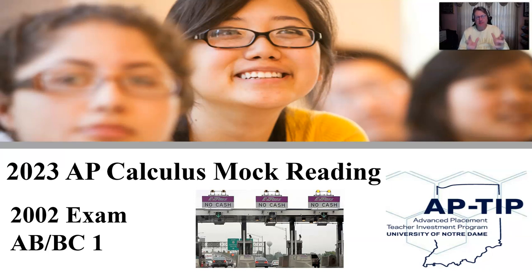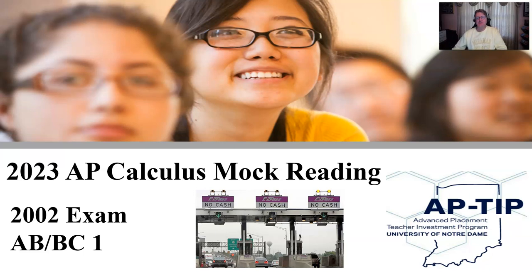It is my pleasure to bring you a video here today that's going to outline the detailed scoring summary of the 2022 operational exam AB BC1 problem. You might be familiar with it. It's the problem that discusses the cars lining up at a toll plaza, a very common type of rate in and rate out problem that is so often the first question on both the AB and the BC exam.